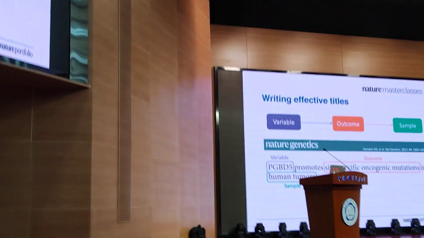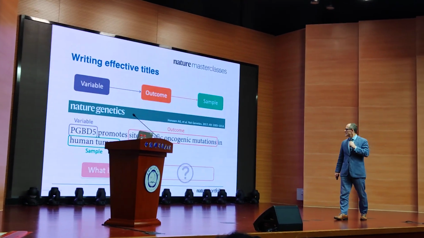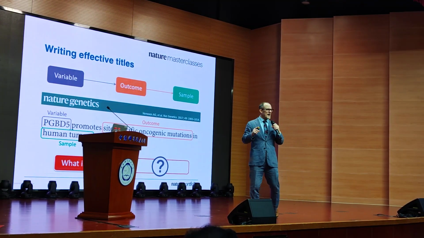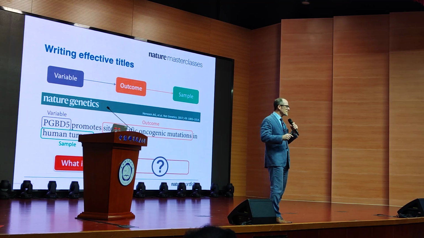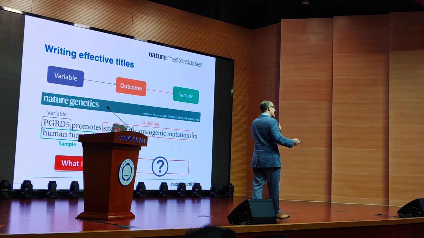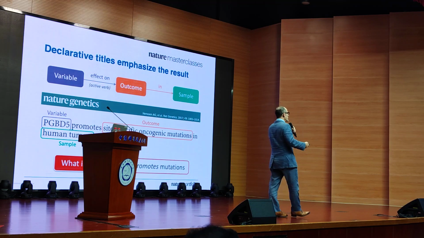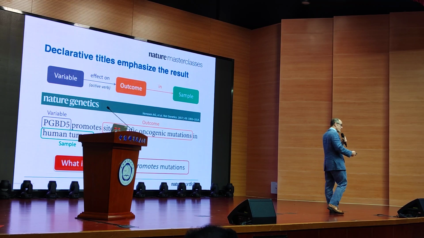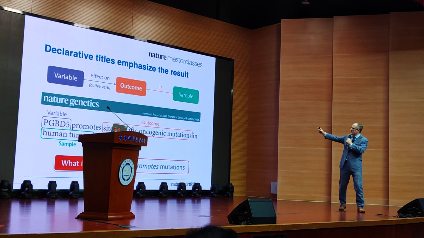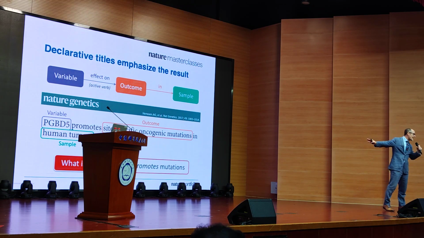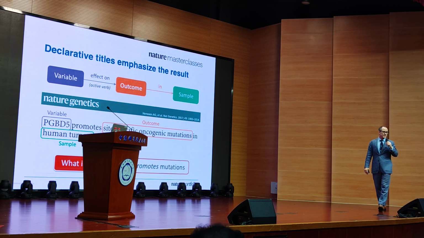But this title tells us something else as well. What is the effect that's seen? What effect does this protein have on the mutations? Promotes. This is what we call a declarative title. Generally, we'll be using an active verb to describe the effect that was seen. So in this case, we have 1, 2, 3, 4, 5, 6, 7, 8 words. Yet you thoroughly know exactly what this study is about.